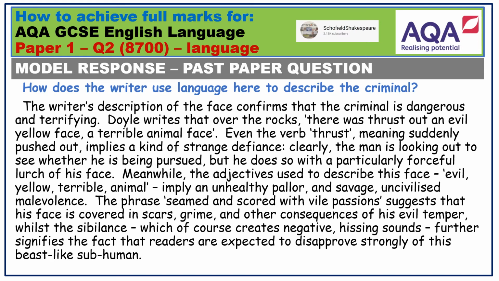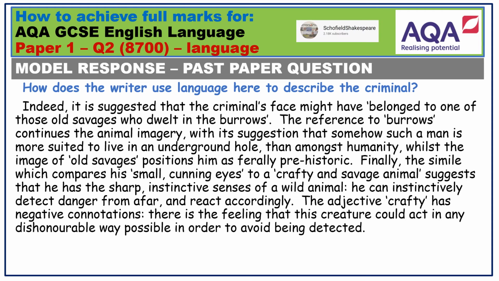The phrase seamed and scored with vile passions suggests that his face is covered in scars, grime, and other consequences of his evil temper, whilst the sibilance, which of course creates negative hissing sounds, further signifies the fact that readers are expected to disapprove strongly of this beast-like subhuman. Indeed, it is suggested that the criminal's face might have belonged to one of those old savages who dwelt in the burrows. The reference to burrows continues the animal imagery, with its suggestion that somehow such a man is more suited to live in an underground hole than amongst humanity, whilst the image of old savages positions him as ferally prehistoric.